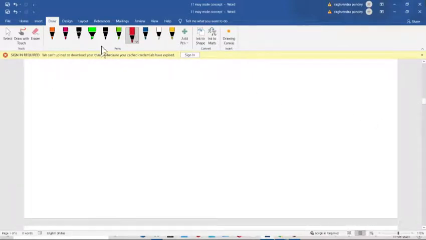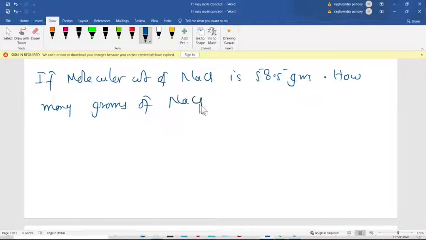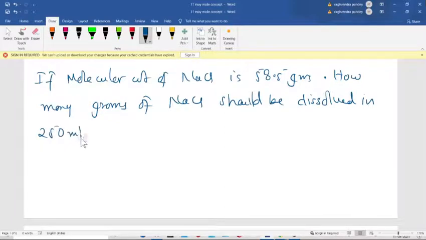Okay. So let's take another question. Solve it fast. Molecular weight of NaCl is 58.5 grams. How many grams of NaCl should be dissolved in 250 ml water to give 0.01 molar solution?